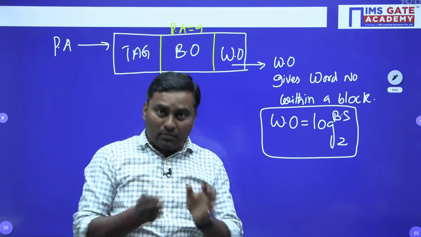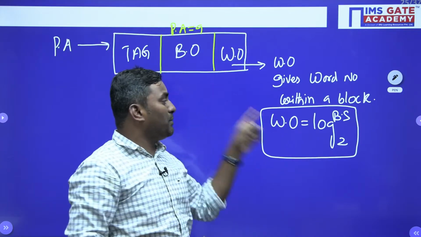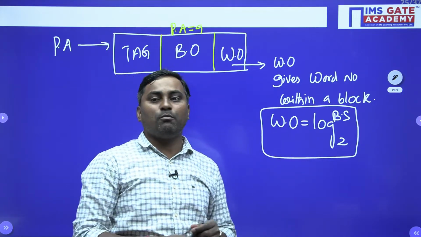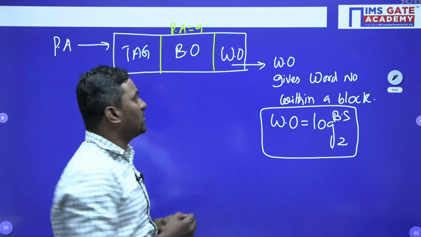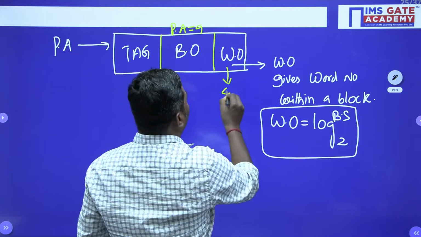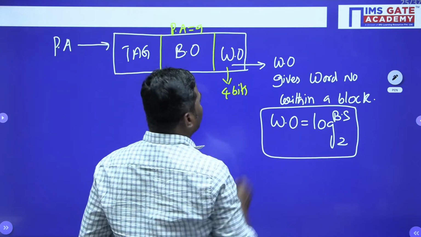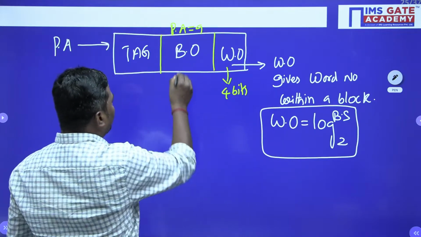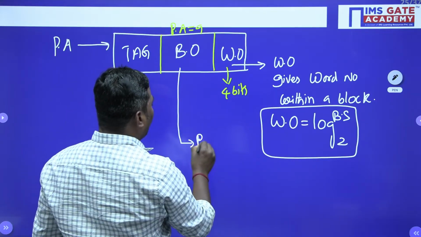So the word number: the number of bits required for this field depends on the block size. In our example, what is the block size? 16 words are there, so 4 bits are required. Log of 16 is 4 only. Next one, please understand: block offset.